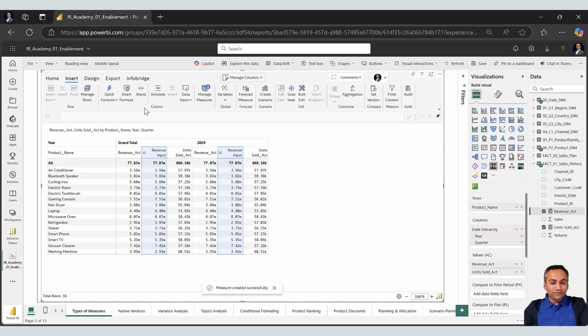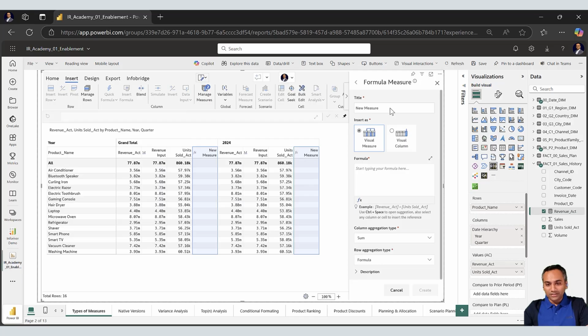Now the second type of commonly used measure in Inforiver is a formula measure. Let's write a formula to explain this further. I'll just simplify the formula. We are trying to calculate the sell price. And this is my formula editor. I can even expand this. See how easily I can write a formula here. I just click revenue actual, which is my numerator, divided by units sold, which is my denominator.